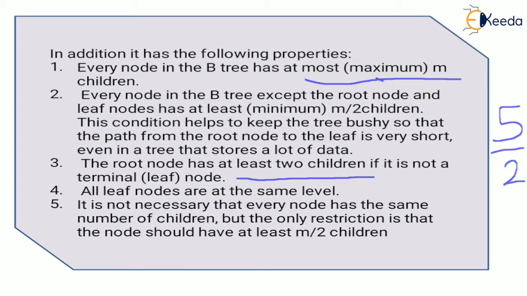So this is also important: all the leaf nodes are at the same level. It is not necessary that every node has the same number of children, but the only restriction is that a node should have at least m by 2 children. So it is not compulsory that the leaf nodes have exactly the same number of children, but they have m by 2 children. M is the order of the B tree divided by 2, and whatever the number is gives the count of children of an internal node, except the root node and leaf nodes.